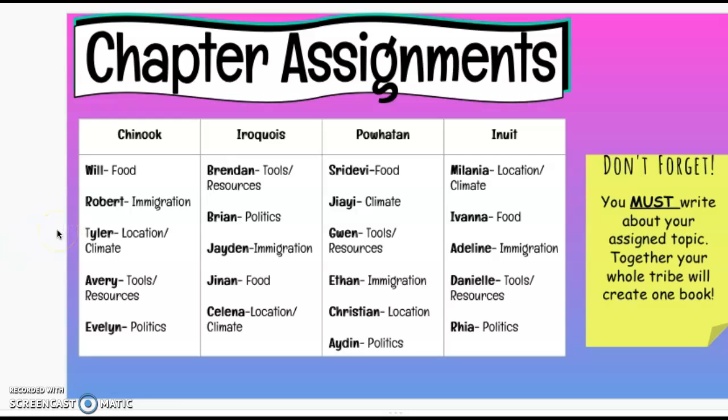Again, here are your chapter assignments. It's very important that you each stick to your topic for your chapter so that in the end, each of your chapters will be put together to make a book.